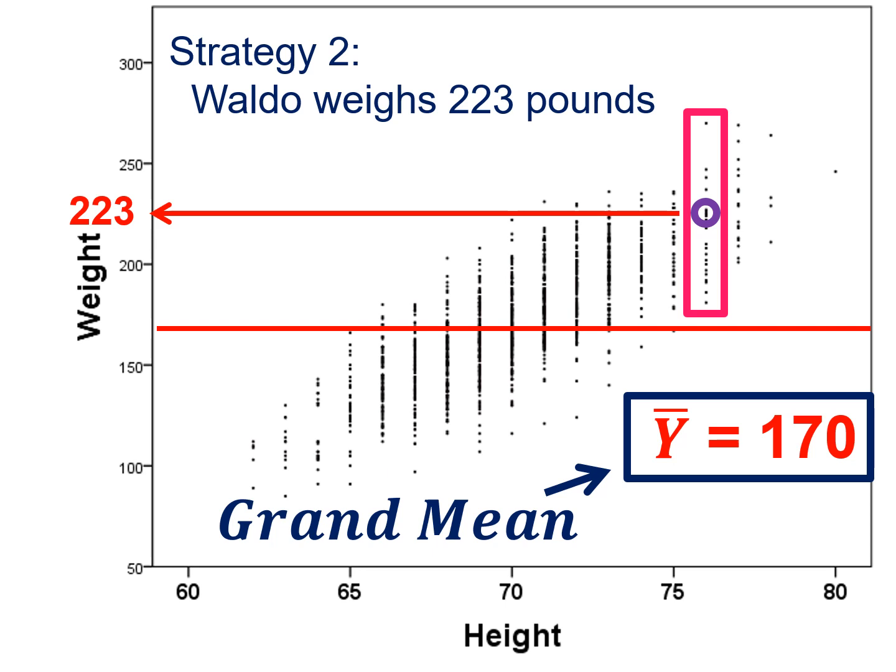Now by looking at the scatter plot, we can see why the conditional mean is a better estimate for Waldo's weight than the grand mean is. Waldo is one of the dots in the red box for men 76 inches tall. The conditional mean is right in the middle of these dots, so there's a good chance that Waldo is near the conditional mean. On the other hand, the grand mean is way below most of those dots. It's not very close to many dots at all. So we have a better chance of being close to the truth if we use the conditional mean to estimate Waldo's weight than if we use the grand mean.